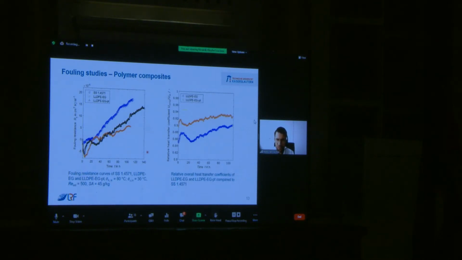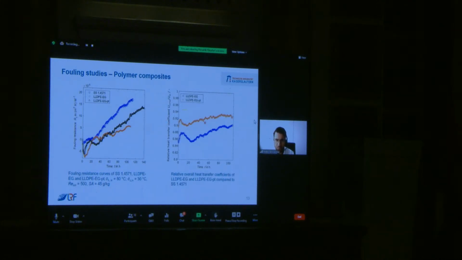And such a drop does not occur for the polymer composites. The results are shown here. On the left, the fouling resistances over time, and on the right as relative heat transfer coefficients compared to stainless steel. So a value of 1 here means that the performance of the polymer composites corresponds to that of stainless steel. And here too, the polymer composites have slight advantages over stainless steel, which is in particular evident here.